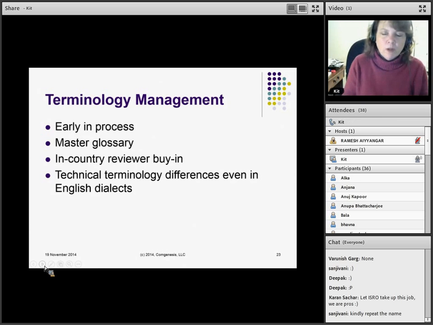It's a whole other presentation, but in-country review is one of the biggest bottlenecks in the localization process, quite honestly, because a lot of times that's not part of their job. And so incorporating them in, making it part of their job and incorporating them into this terminology management system helps with that buy-in and helps get the support that you need.